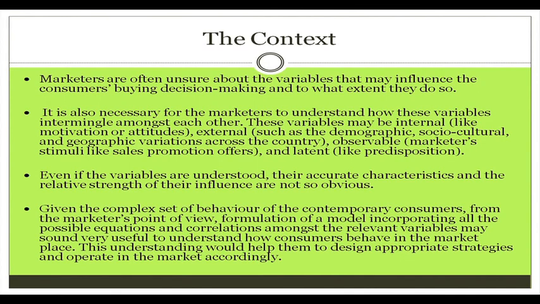It is also necessary for marketers to understand how these variables correlate or intermingle with each other. These variables may be internal, like motivation and attitudes; external, like demographic, socio-cultural or geographical variation across the country; observable, that is the marketer-driven stimuli, any pricing offer, sales promotion offer, or product differentiation; and latent variables like the consumer's own predisposition. Even if we understand the meaning of these variables, their accurate characteristics and relative strengths are not so obvious. Which is most important for which customer is not so clear.